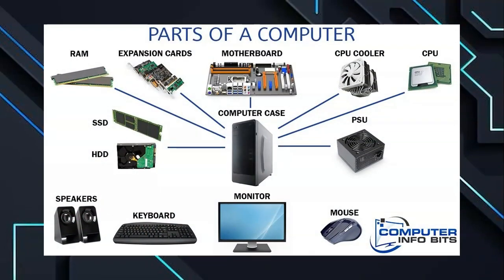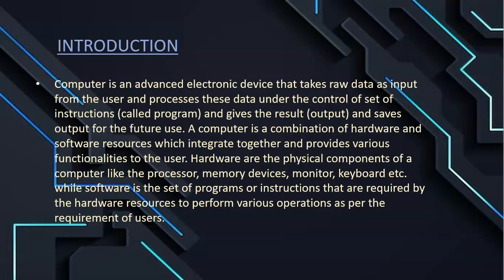These are the parts of a computer. The computer is an advanced electronic device that takes raw data as input from the user and processes this data under the control of a set of instructions called a program, gives the results as output, and saves output for future use. A computer is a combination of hardware and software resources which integrate together and provide various functionalities to the user.